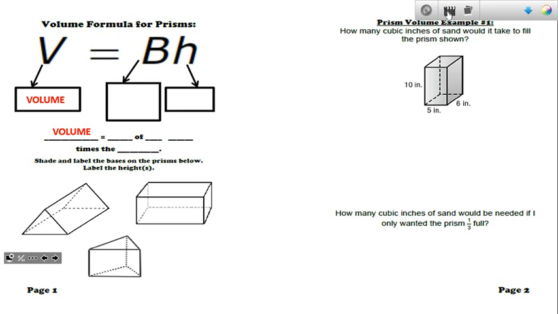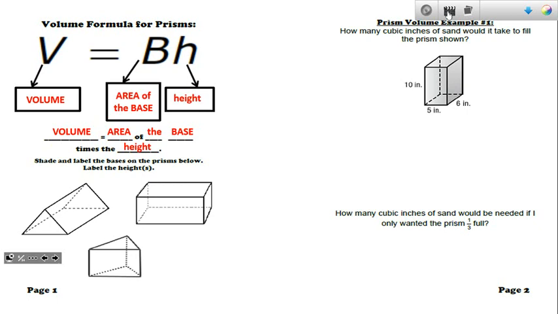Now B, go back to the front page where it says it's all about the base. Now, what about the base? Area of the base. So this is where a lot of people mess up, not knowing what the big B is. Like, what is the area, right? We need to know what the shape is, right? Because we're going to end up needing to find the area for it. Okay, so volume equals area of the base. We all know what the lowercase h means, right? That's height. So, going through this, we're going to shade and label the bases on the prisms below.